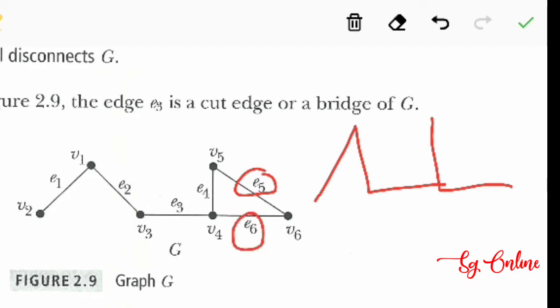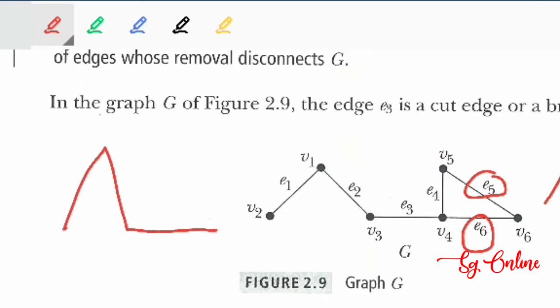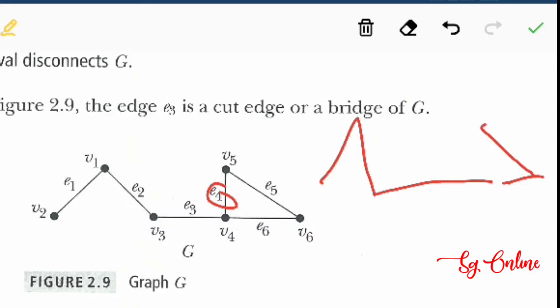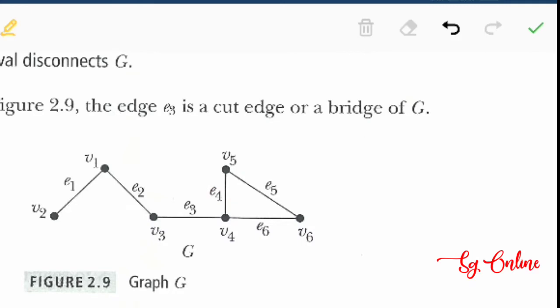Similarly, if you delete E6, then the graph remains connected and so it is not a cut edge. And also if you delete E4, here, and then you see the graph remains connected, and so E4 is not a cut edge here. So these three edges, E4, E5, E6 are not cut edges, but E1, E2, E3 are cut edges.